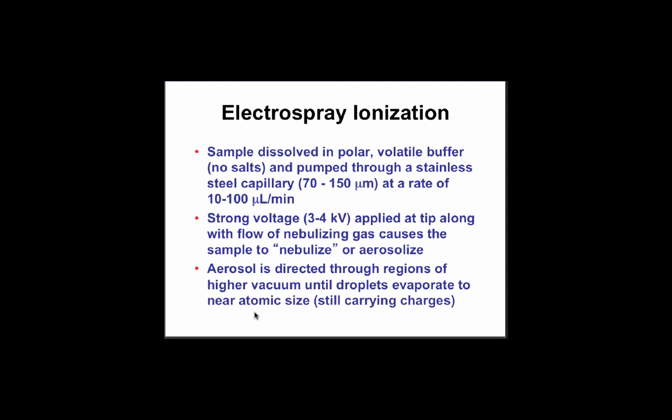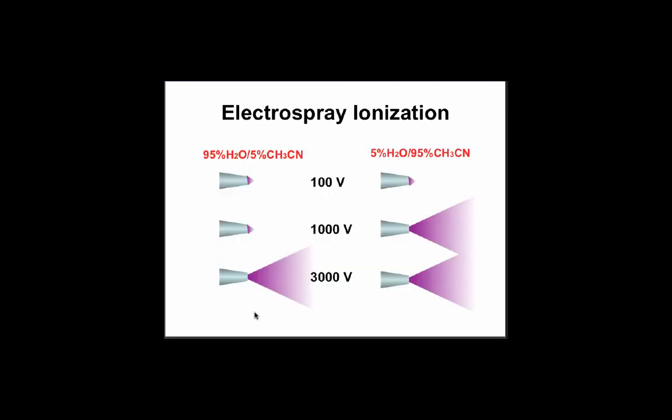So typically in electrospray you use a polar aqueous volatile buffer. You don't want any salts. Pump it through a very narrow syringe or capillary. Apply a very strong voltage to help get this sort of aerosolization. And then you send that aerosol through a vacuum to dry it off, to shrink the droplets down to a single ion. And by playing with different combinations based on the voltage, polarity of the solvent, viscosity of the solvent, you can get different types of sprays or spray cones.